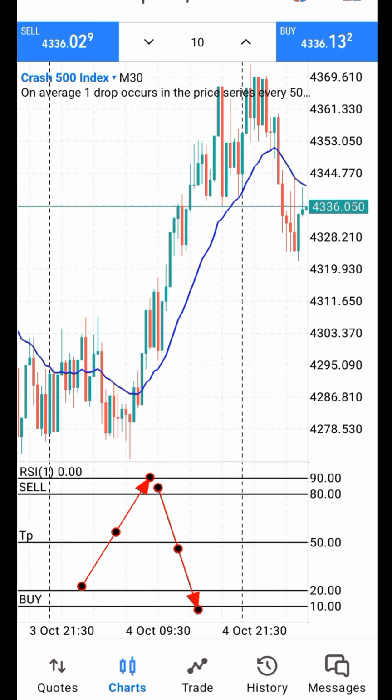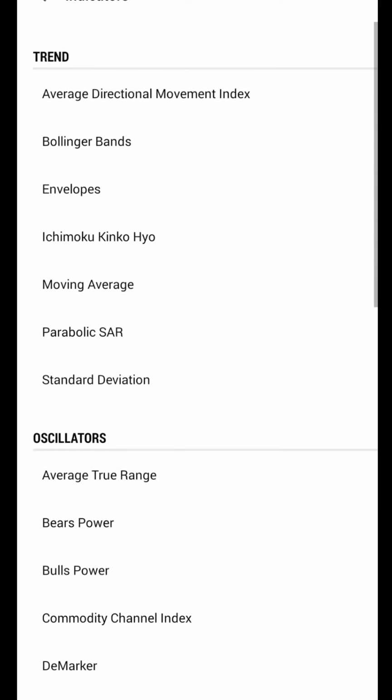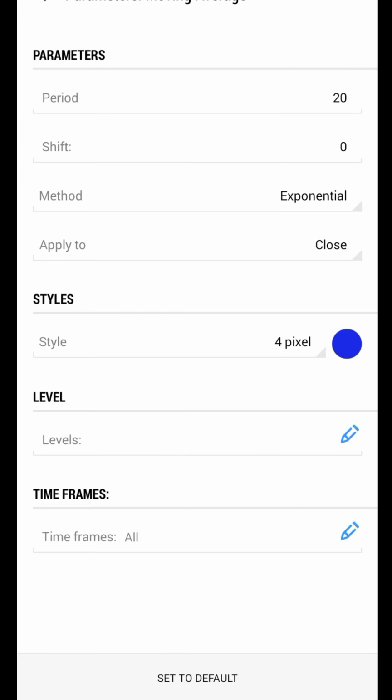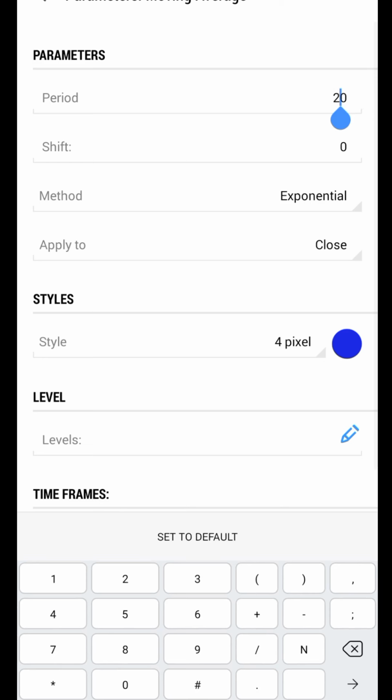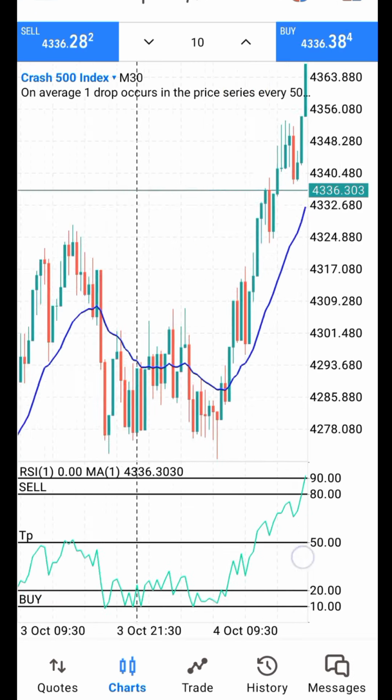So we have our confluences, what we are looking for before we take a trade. I'm going to explain that in detail. We go back to the indicator window, and then we add a moving average. The first moving average we are going to add is the fast moving average, which is the period 1 one. Shift 0, method exponential, apply to close. I like using green for fast here. Let me reduce the pixel to 2. Leave it like this, then click on done. If you go back to your chart, you should see something like this.